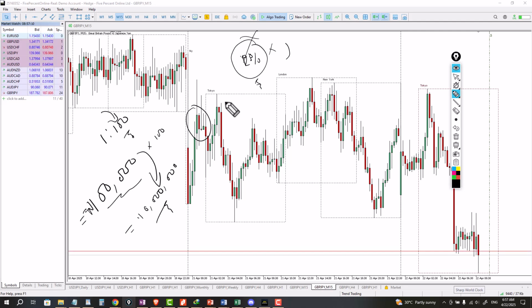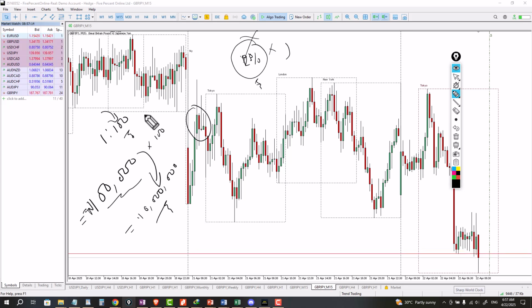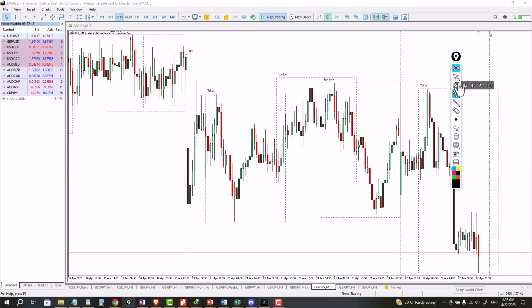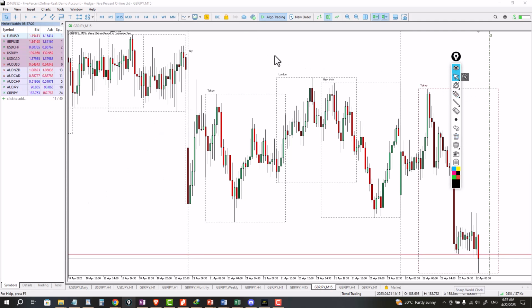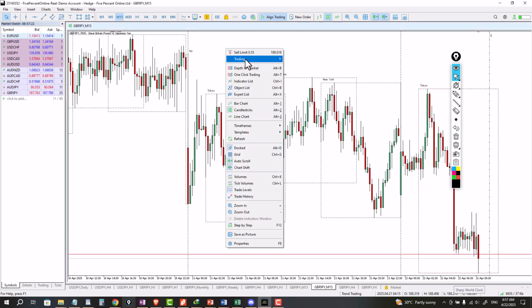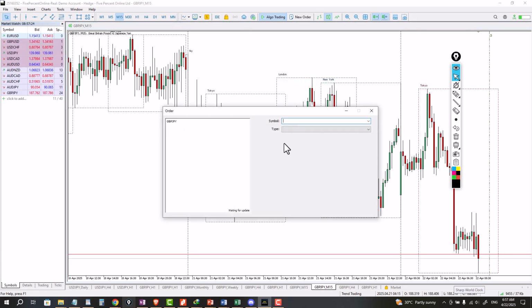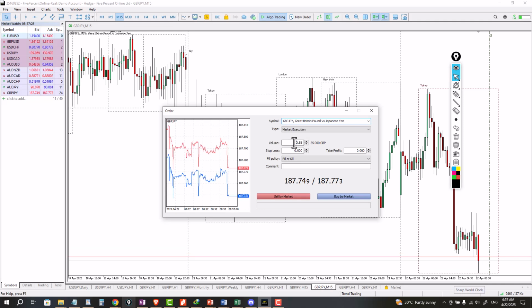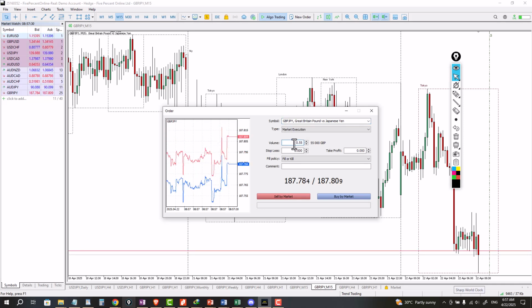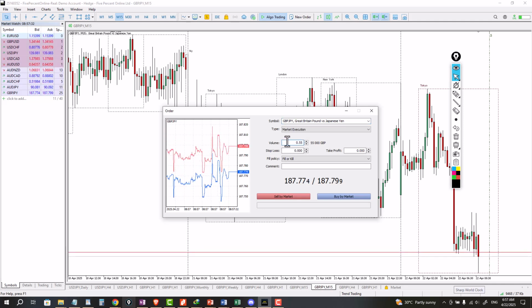Now we're going to start talking about lot size. Okay? The lot size, as you've probably heard me talk about before, is the unit of a currency that you trade when you place a trade. So for example, let's say I wanted to trade this particular currency pair. When I click on new order, you see where it says volume here. This is where the lot size is inputted, okay? So let's say I wanted to trade one standard lot.